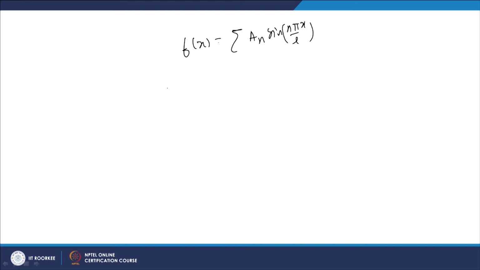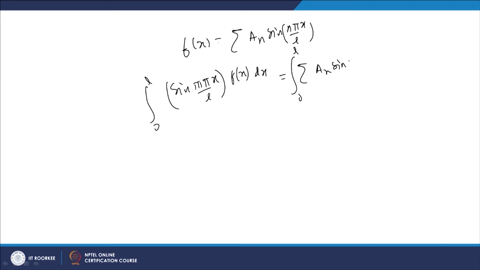So, multiply both sides by sin m pi x by L into f of x dx and integrate between 0 to L, which is given as summation, integrate between 0 to L, a n sin n pi x by L into sin m pi x by L dx. We can write this as summation a n, assuming that this infinite series is uniformly convergent.